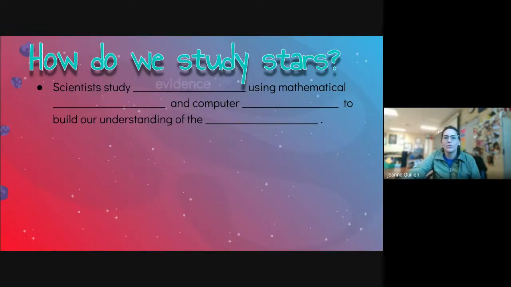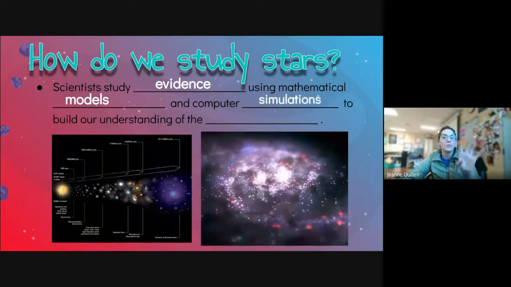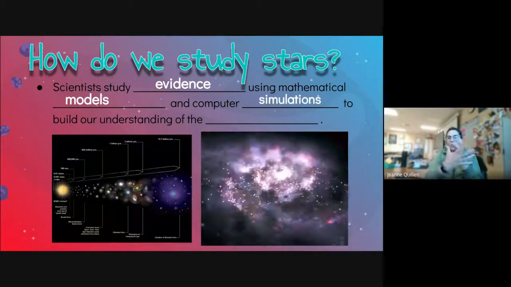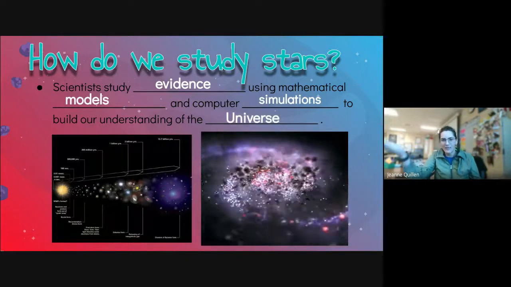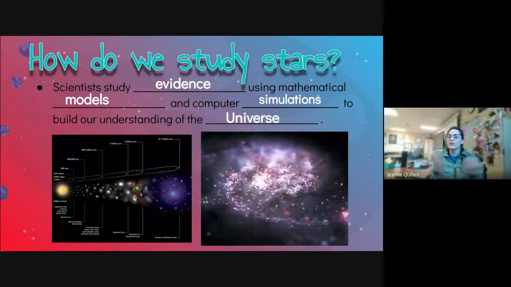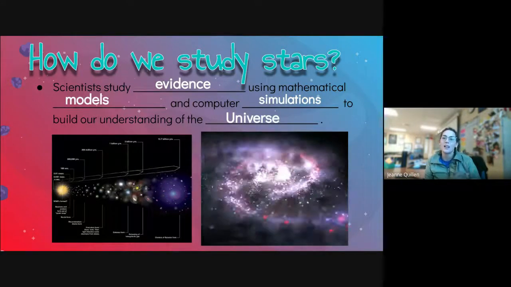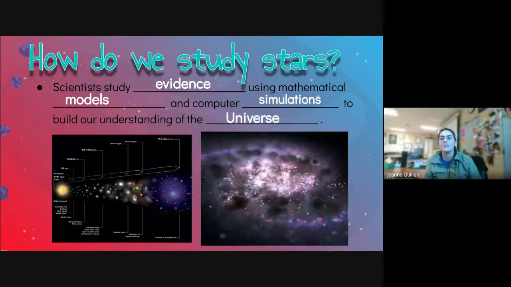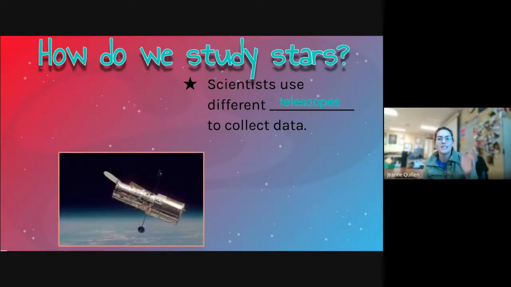Scientists use those tools to gather evidence, right? And they use this evidence to make mathematical models. They use this evidence to create computer simulations. The whole goal is to build our understanding of the universe. That's the goal of science, to build our understanding of the world around us. And so astronomers, the scientists who study the stars, gather evidence using those tools that hopefully you're thinking of. Probably the most important tool is the telescope.